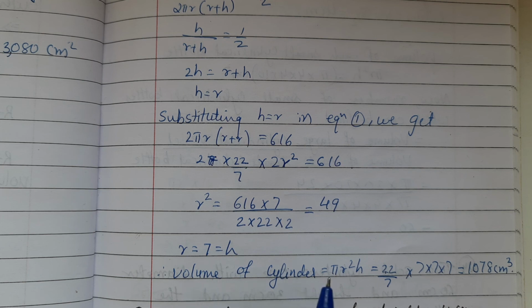Volume of cylinder is pi r square h. 22 by 7 into 7 into 7 into 7. 7 gets cancelled, which is equal to 1078 centimeter cube.